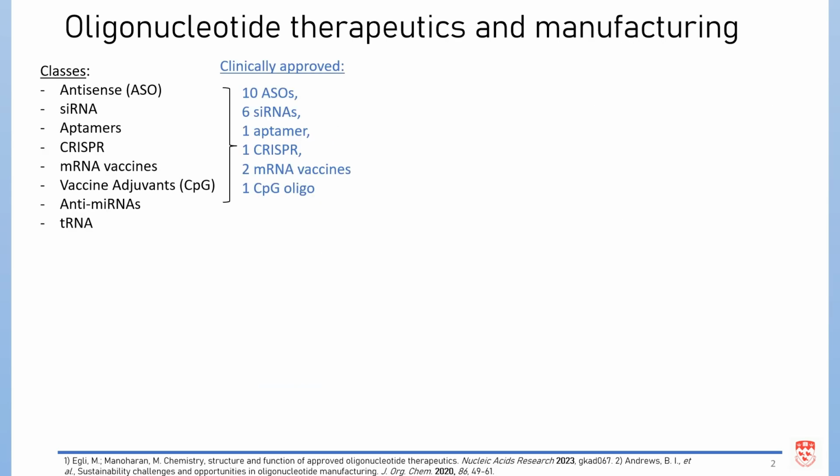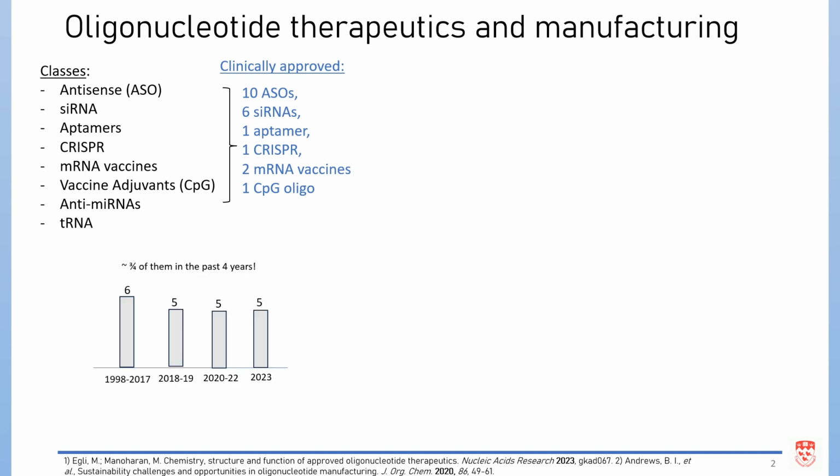Oligonucleotide therapeutics represent a rapidly growing new class of drugs that operate by a range of mechanisms, such as antisense oligonucleotides, siRNA, and gene editing such as CRISPR. Interest in oligonucleotide therapeutics has recently increased exponentially, as evidenced by the approval of 15 oligonucleotides over the past 4 years, as compared to only 6 approved over the previous 20.